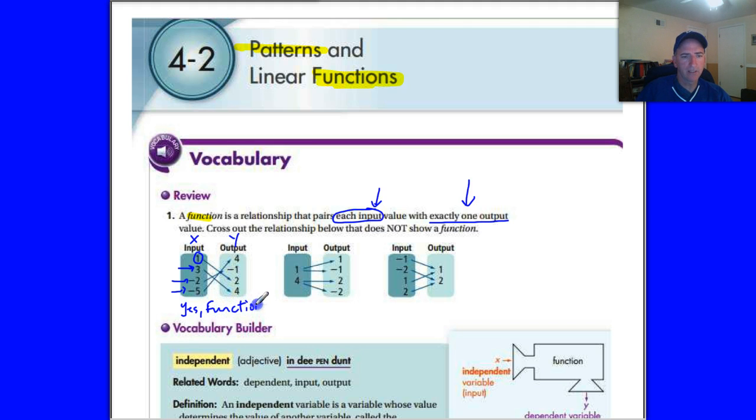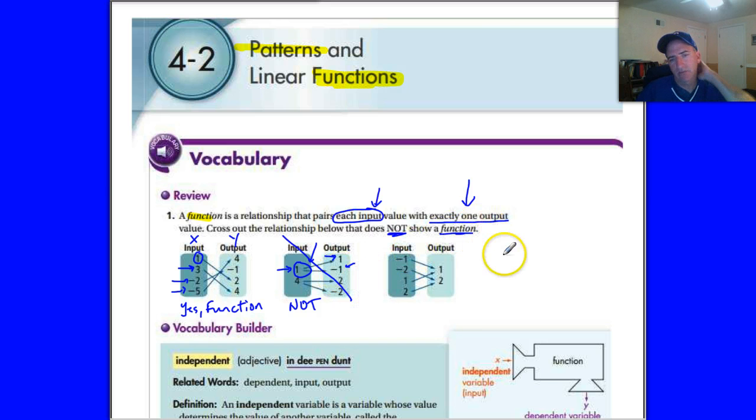Because what we're trying to do is be able to identify what a function is and what a function is not. All right, now take a look at number 2, the second one here in the middle. If I input a 1, look what happens. It outputs a 1, and it also outputs a -1. So right there, where I see two values being output from one input, that is not a function. So this is the one I would cross out.